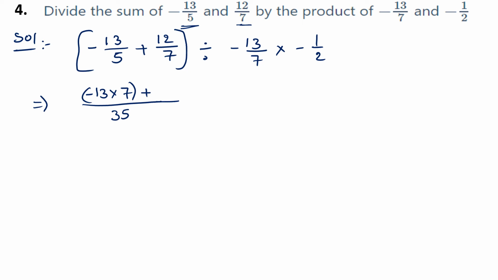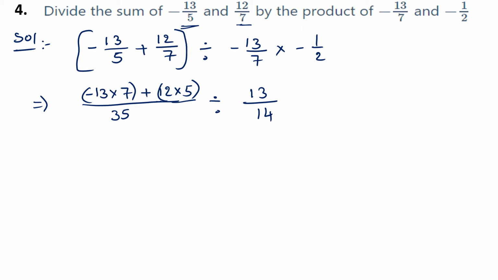So here, 7 into 5 is 35. That's why the numerator 12 also we should multiply by 5. So 12 into 5, divided by, so here minus into minus should be plus. 13 ones are 13, 7 twos are 14. Here we have to do the product of numerators by the product of denominators.